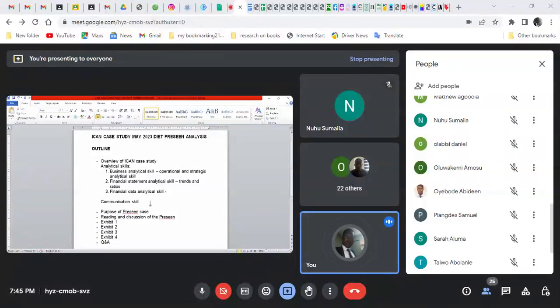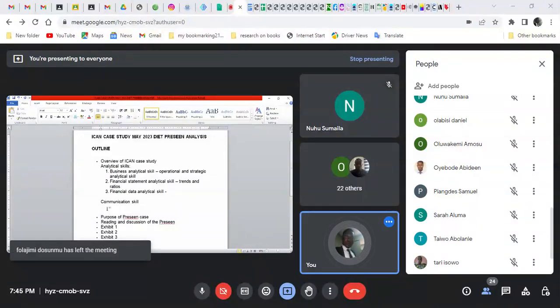So the other skill is the communication skill. Yes, in communication skill, what I want to focus on is the report writing skill. And the report writing skill is the way you communicate your findings above with these tools, with these analytical skills and tools, the way you now communicate it to the audience in the case, the way you communicate to your client in real life. That is what communication skill is all about.